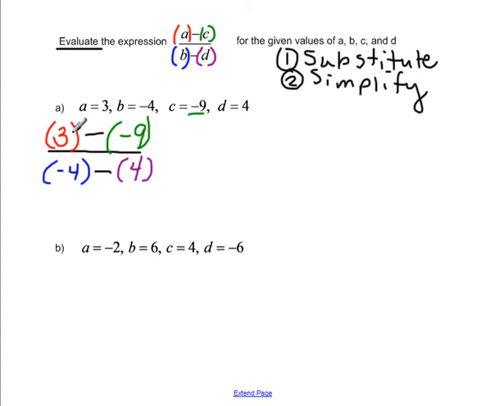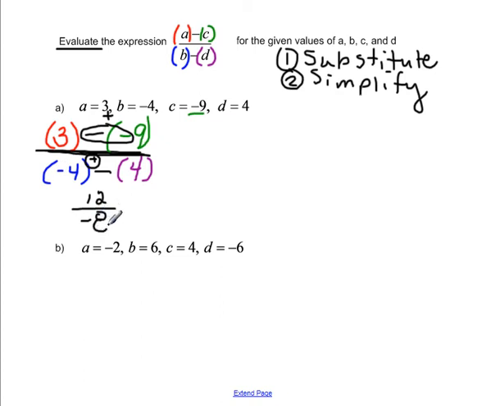Now we can go ahead and do the operations in the numerator, and then separately the ones in the denominator, because remember that this fraction bar works as a grouping mechanism, just like a parenthesis does. So here we have 3 minus a negative 9. Well, when we subtract a negative, that's the same thing as adding. So 3 plus 9 is going to give me 12. And in my denominator, I have negative 4 minus 4. Well, that's like saying negative 4 plus a negative 4, which would give me negative 8.